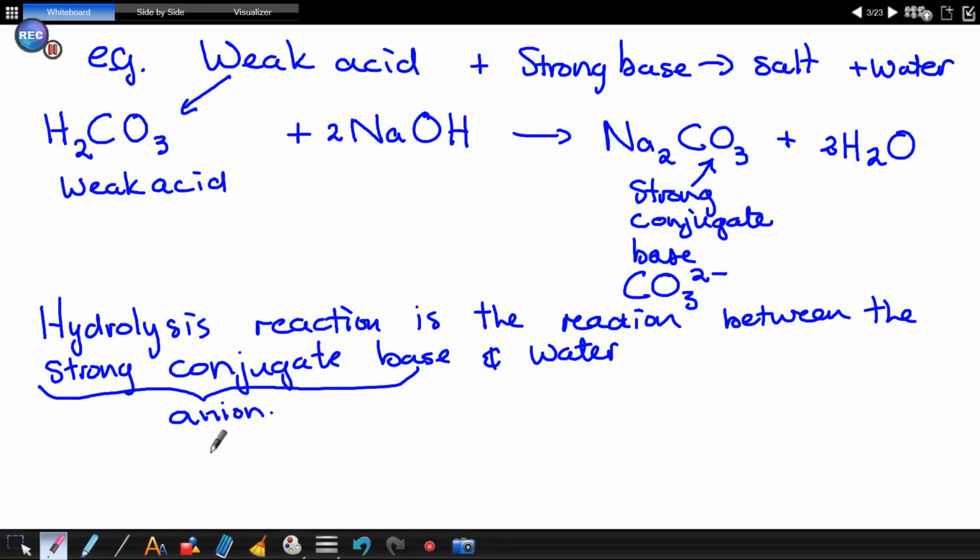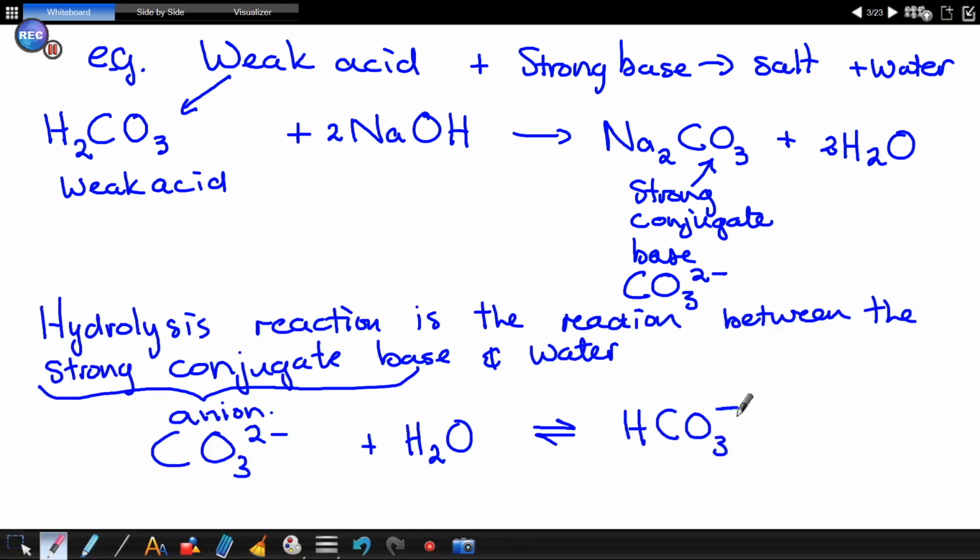So, this is the hydrolysis reaction. CO3 2 negative plus H2O, and it's also a reversible reaction. It makes HCO3 negative and OH negative. So who's the acid here? The acid is the water.